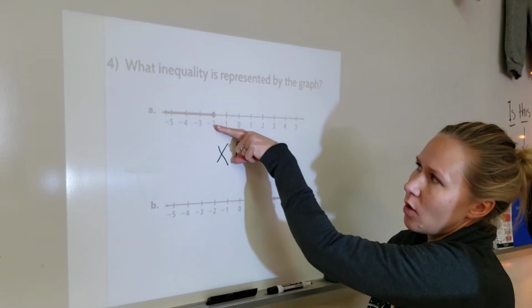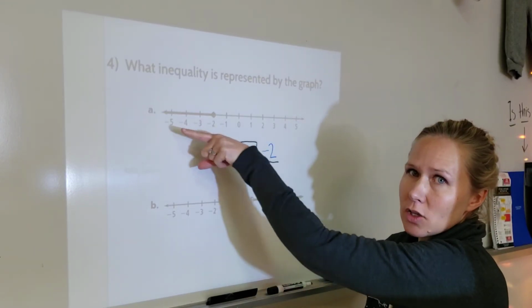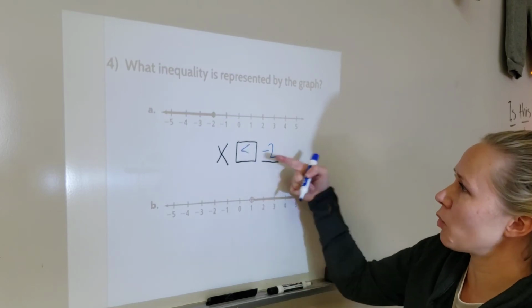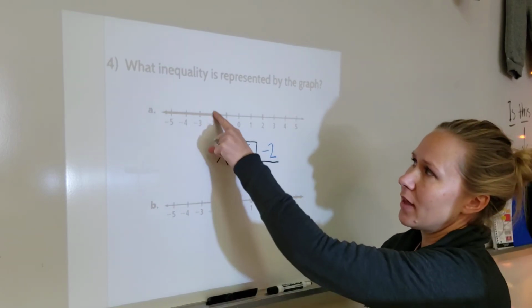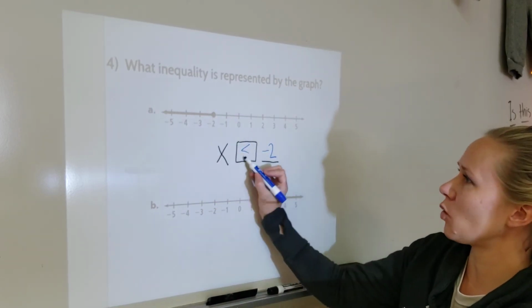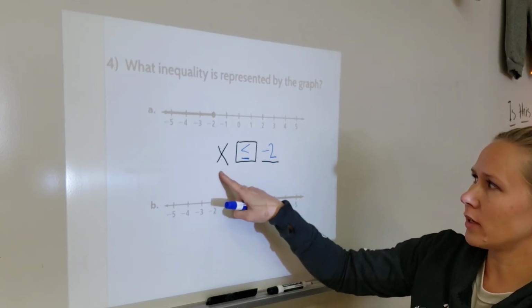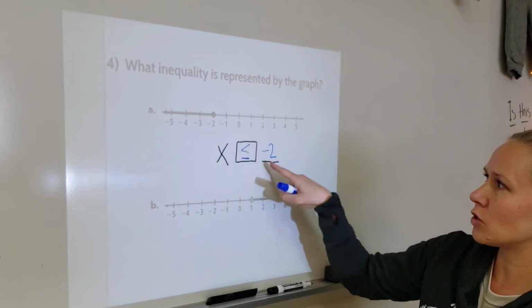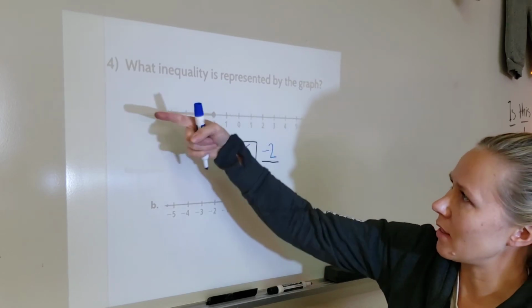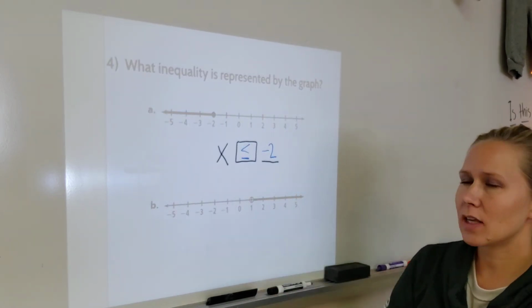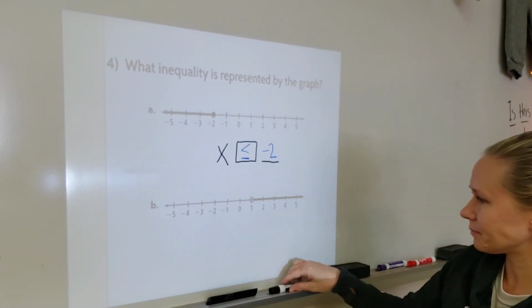Do you see how everything to the left is shaded? So my inequality symbol has to point that direction, and being that I have a filled in circle, I need an or equal to. So this says all numbers less than or equal to -2. And I can see that that's my graph. Pause the video and try this one.